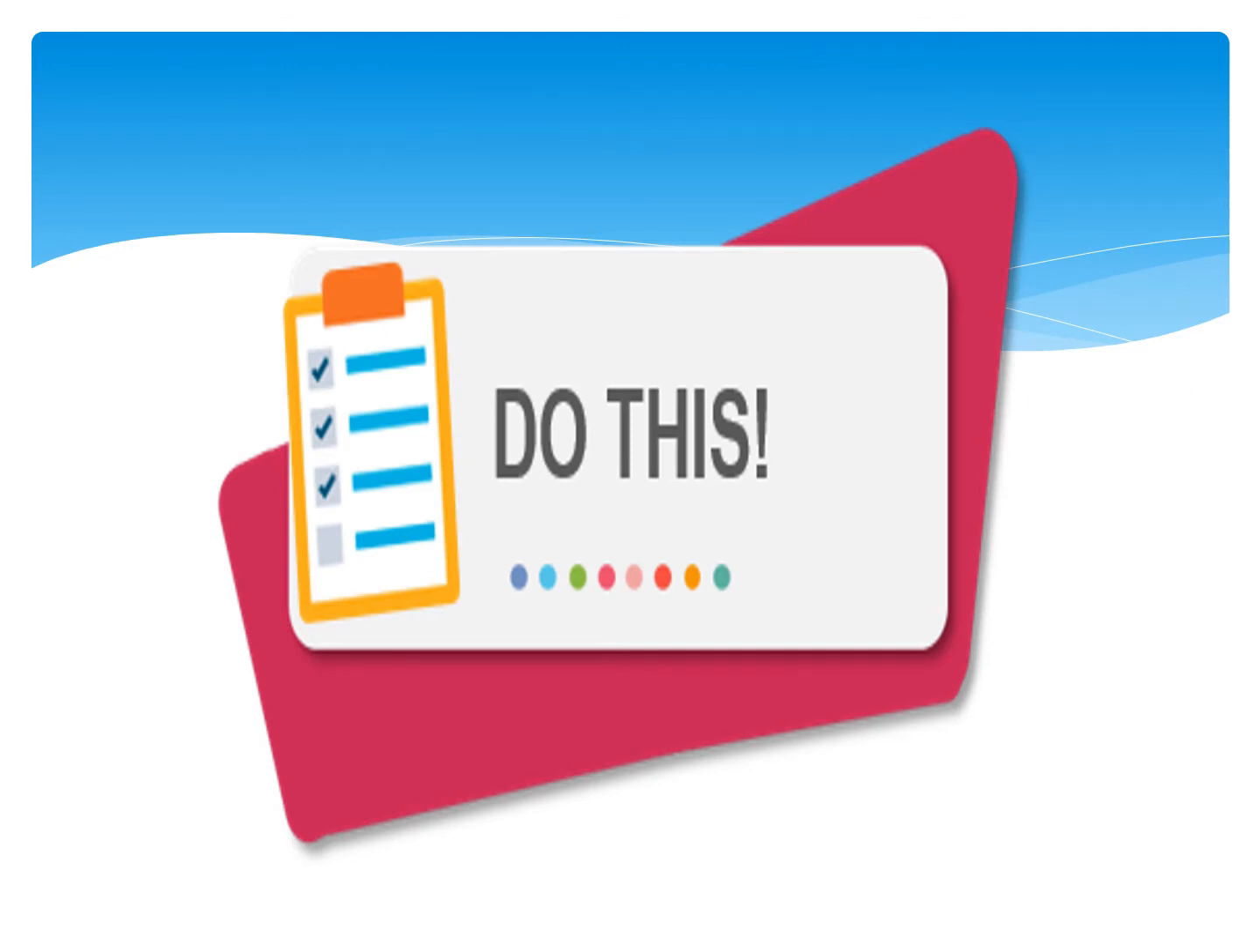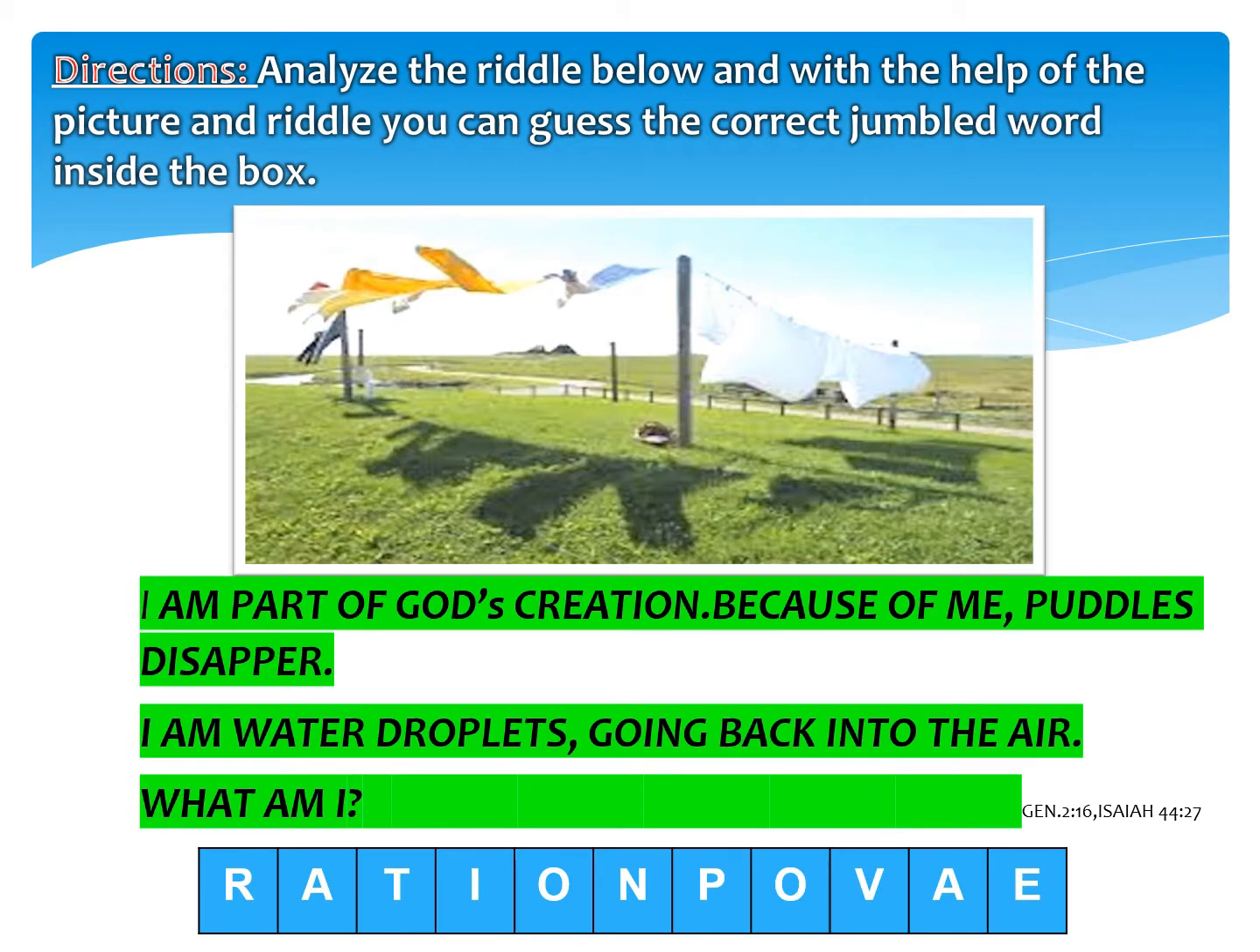Let's start the lesson by doing the first activity. Directions: Analyze the riddle below, and with the help of the picture and riddle, you can guess the correct jumbled words inside the box. I am part of God's creation. Because of me, puddles disappear. I am water droplets going back into the air. What am I?